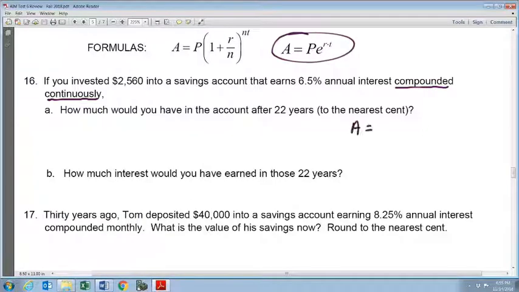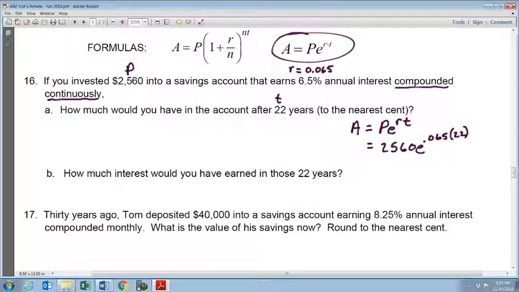So let's write down PERT. And we know the $25.60, that's our starting amount, P. Let's see, the 6.5%, that's going to be our rate. We'll write it as a decimal. Remember, you got to move that decimal 2 places to the left. And our time is going to be 22. So let's go ahead and plug in those numbers.